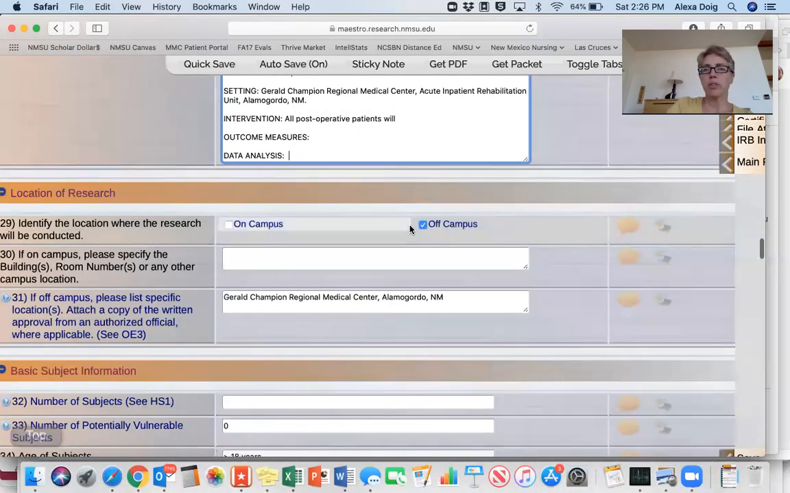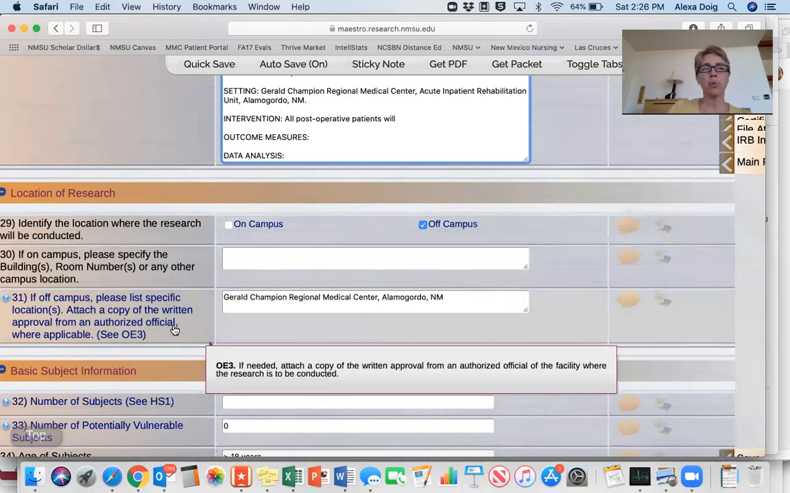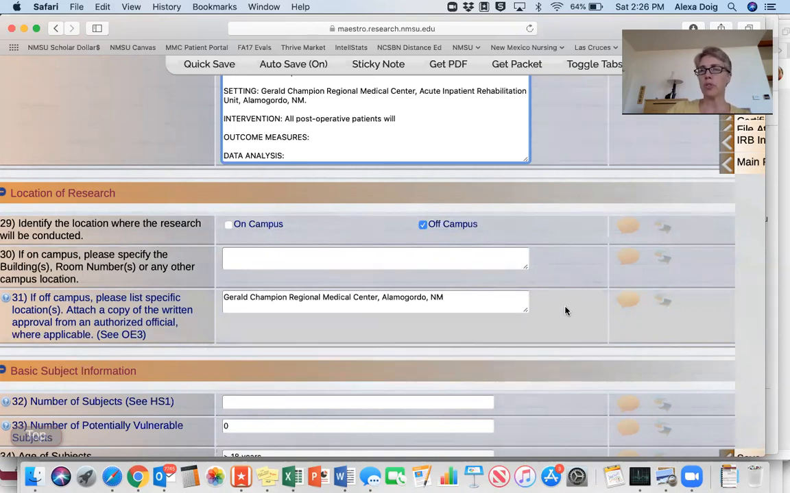So, location of the research. Most of these are going to be off campus. If it's off campus, you need to be very specific about where it's being done, and you're going to have to attach a copy of the written approval from an authorized official where applicable. And so the signed letter that you have gotten from your institution that we require will be scanned and uploaded as an attachment to the IRB.